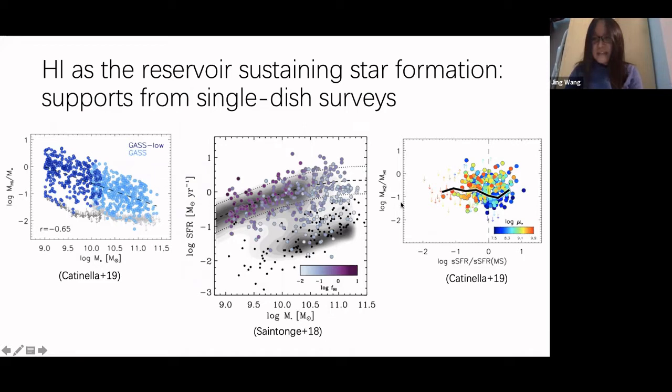Finally, the conversion efficiency of H1 to molecular gas does not change much as a function of star-forming status. These are very nice works, and they set useful constraints for star formation and galaxy formation models. However, there was a problem.